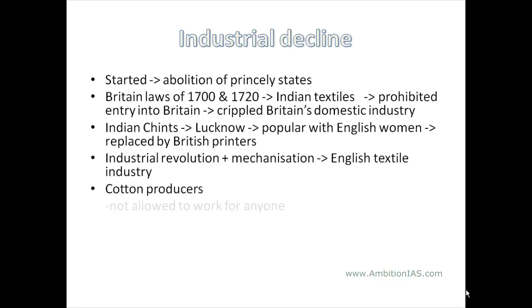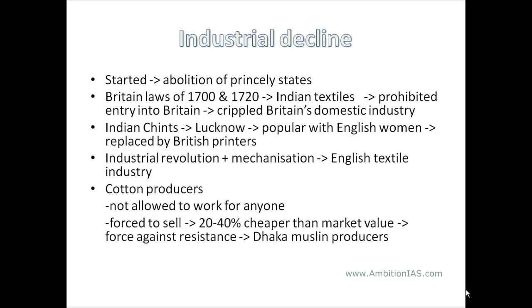The cotton producers were not allowed to work for anybody. They were forced to sell at rates 20 to 40% cheaper than market value. Anybody who resisted was met with brute force. One such case was seen amongst the muslin producers from Dhaka when they tried to resist such a policy.